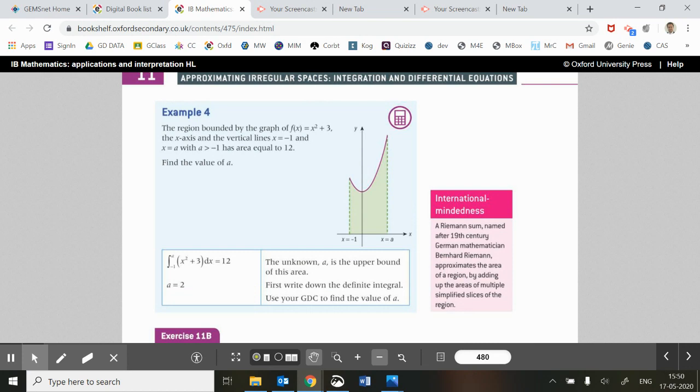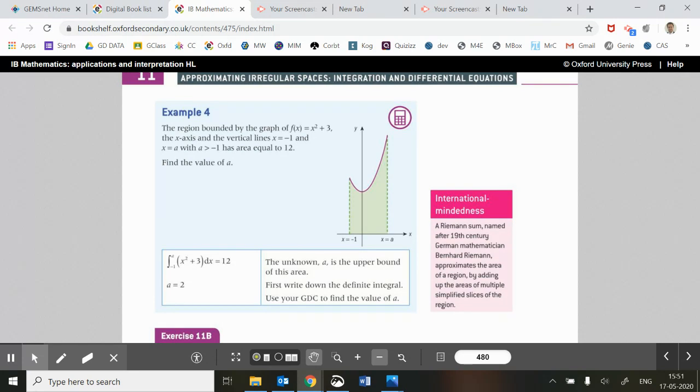Example 4: the region bounded by the curve here, the x-axis and the vertical lines x is equal to -1 and x is equal to a. Okay, this becomes slightly more interesting because it's now asking us to solve a problem with integration, and yet we don't know how to undo integration yet. Maybe you know differentiating both sides, but I'm not going to go into this just at the moment. But you can do this one on your calculator.